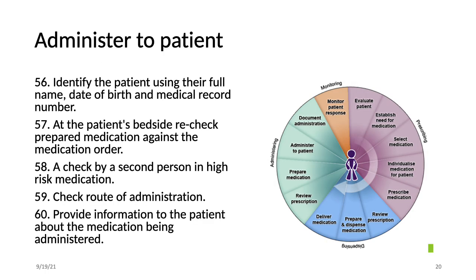After that, she will administer the medication, identify the patient using their full name, medical record number, date of birth, and at the patient bedside, check prepare medication against medication order. Check by second person in high risk medication. Double check, what we call the redundancy, to make sure more safety measures are implemented. Check route of administration. Provide information to the patient about medication being administered.